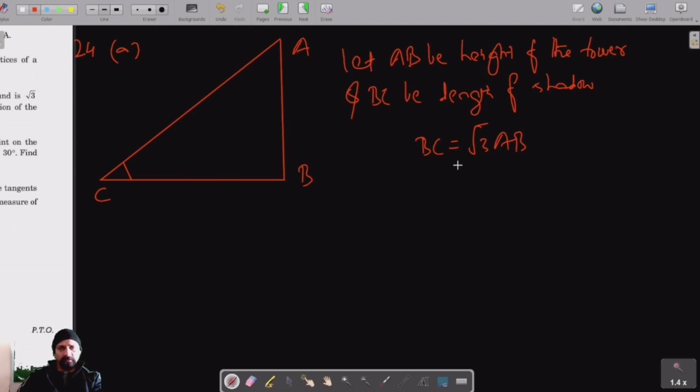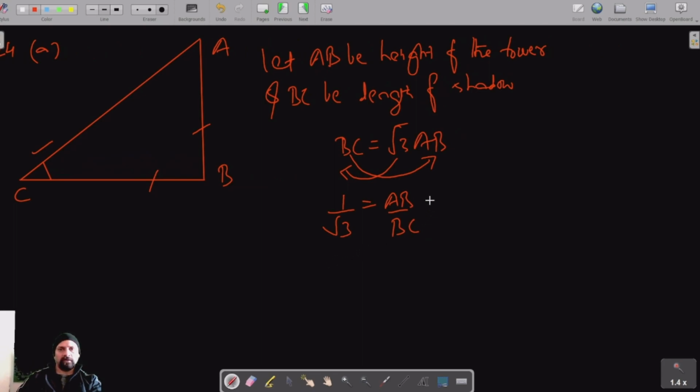Now this can be written in the ratio. Let's shift this to the right-hand side and this to the left-hand side. So 1 by root 3 is equal to AB by BC. Now AB by BC is tan of C, so I can write it as tan of C.